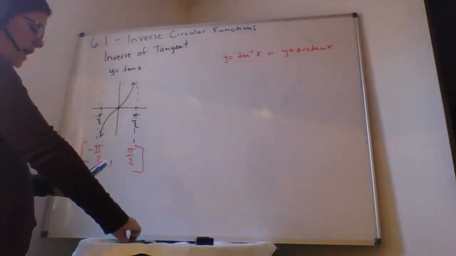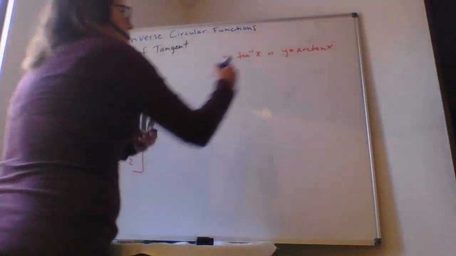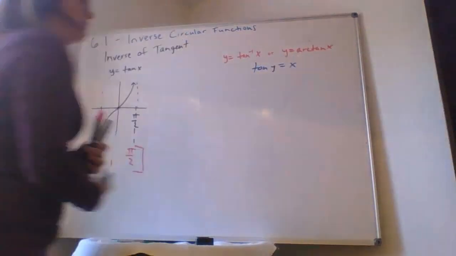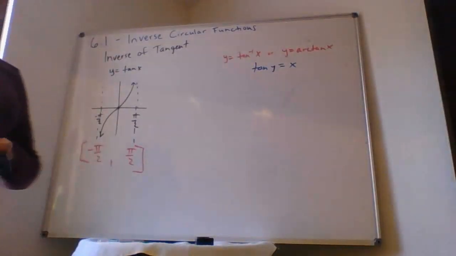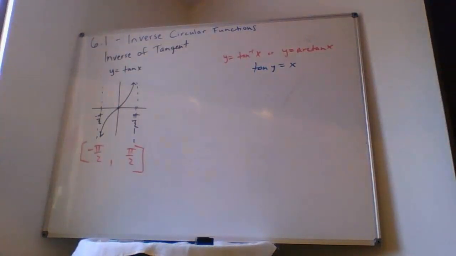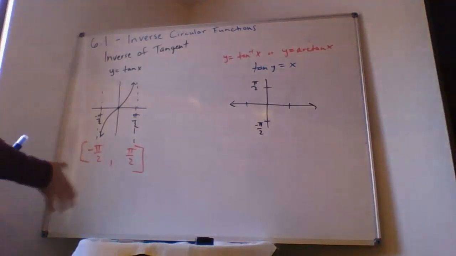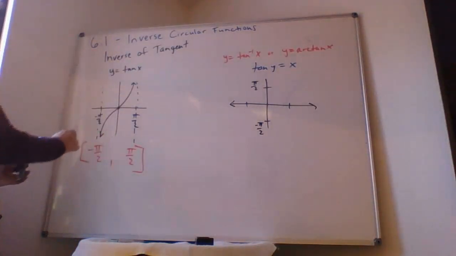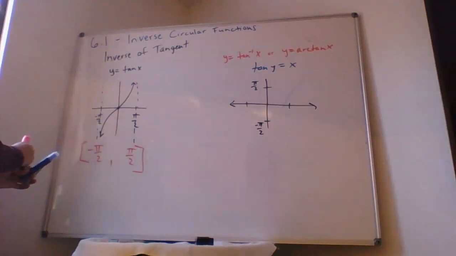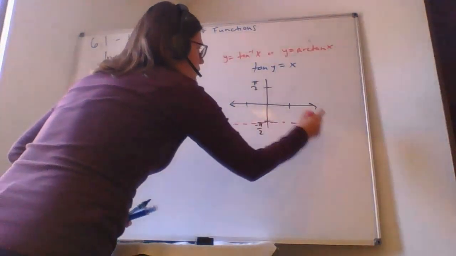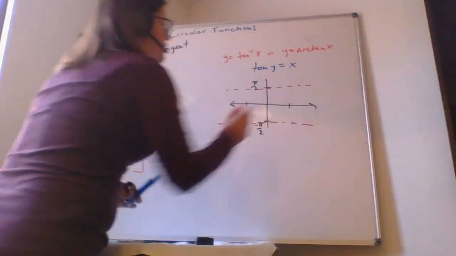This is just the same as tangent y equals x. The angle whose tangent is x, or the arc whose tangent is x. Either way, we could write that as tangent of y equals x. So instead of having vertical asymptotes at negative pi over 2 and pi over 2, we're going to end up with horizontal asymptotes at negative pi over 2 and pi over 2 in the inverse.